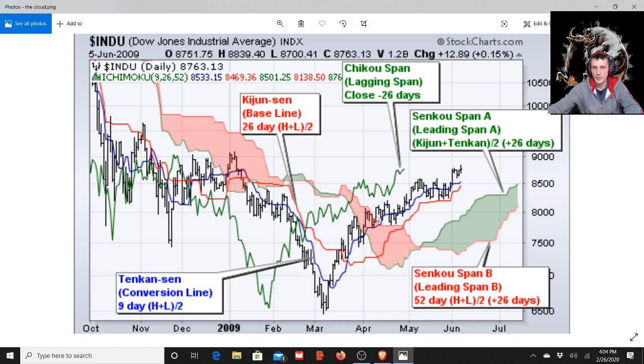I typically like to enter the trade right above the cloud as we are breaking out. And as long as everything else is lined up, it's definitely a good strategy for sure.